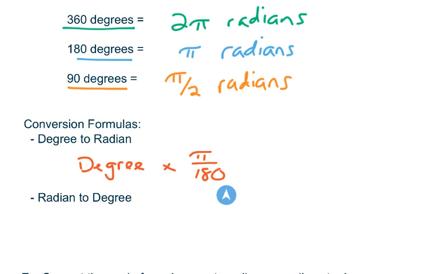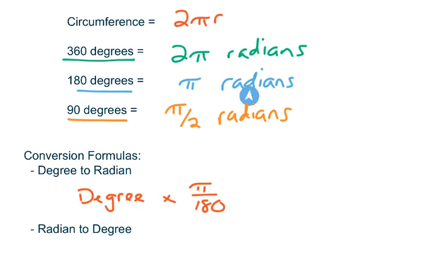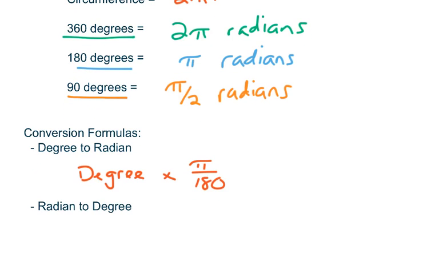You could simplify 117 over 180. Well, if you can, do it. And then your pi is going to stay up top. To go from radians to degrees, if I said convert pi radians to degrees, you're going to take your radian measure times 180 divided by pi. Okay, so let's do a couple here.